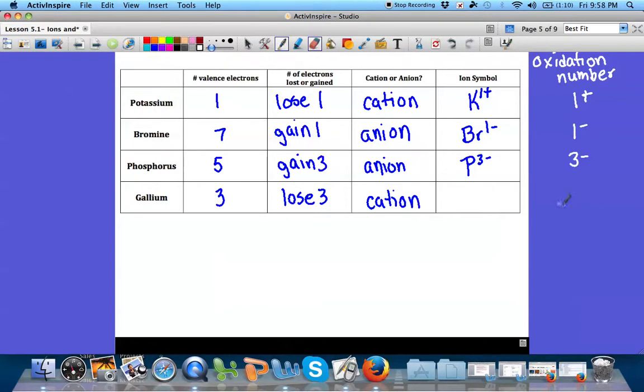Gallium's oxidation number is going to be 3 plus. And so our symbol for a gallium ion is Ga3 plus.